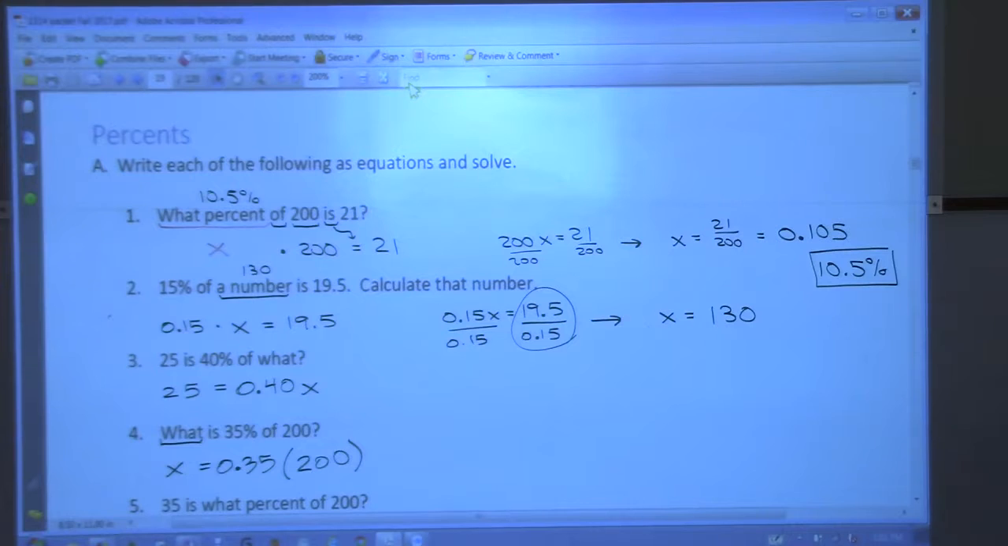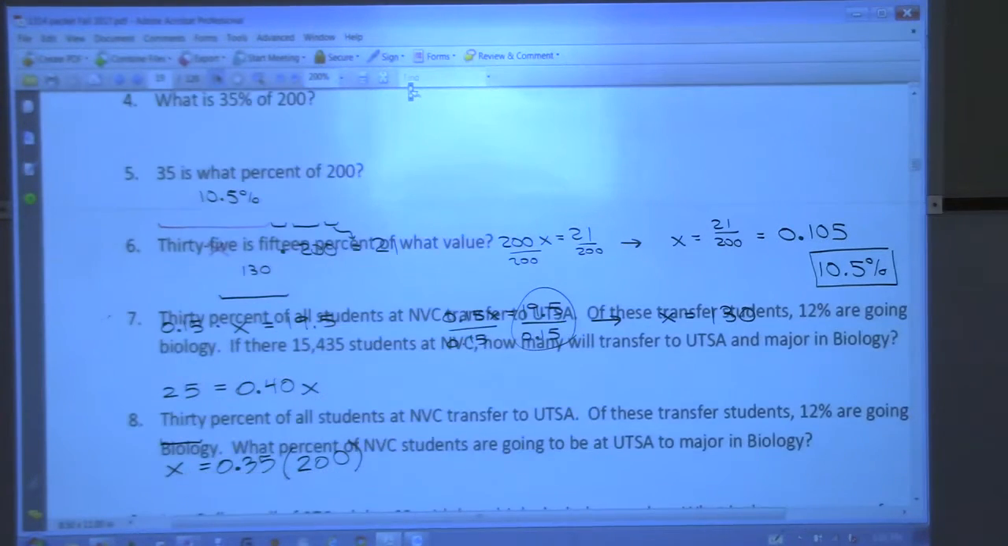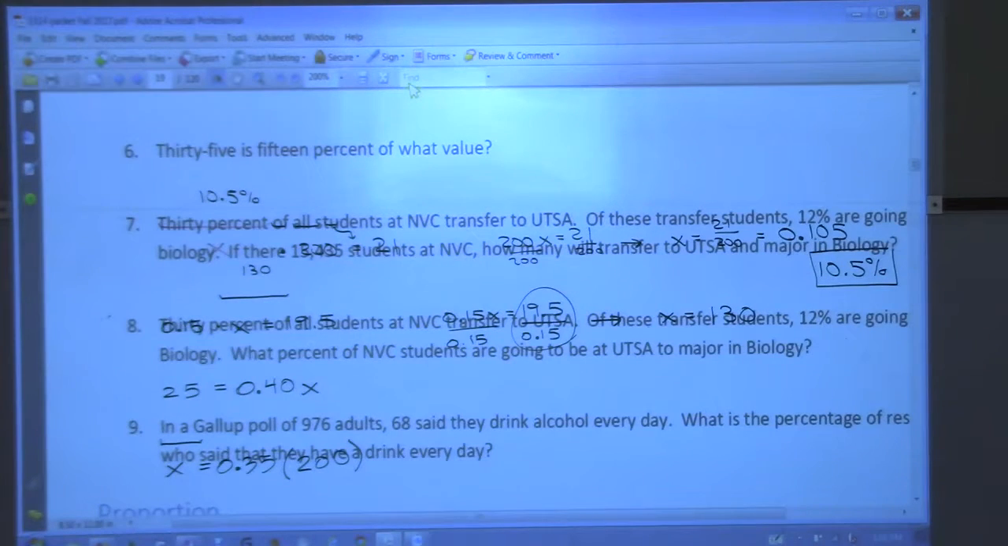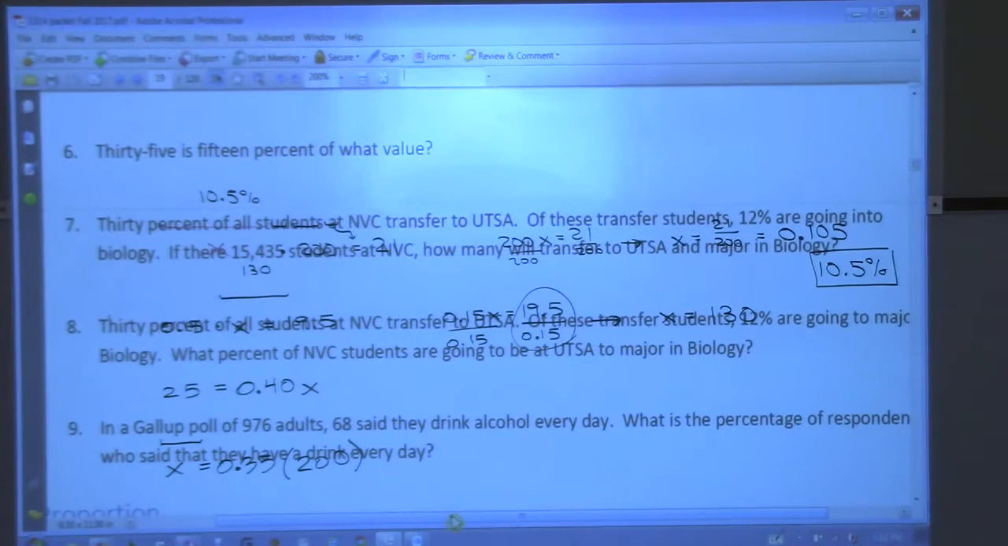We good? All right, let's move on to the word problems. Let's look at number 7. And last class we stopped with these groups.